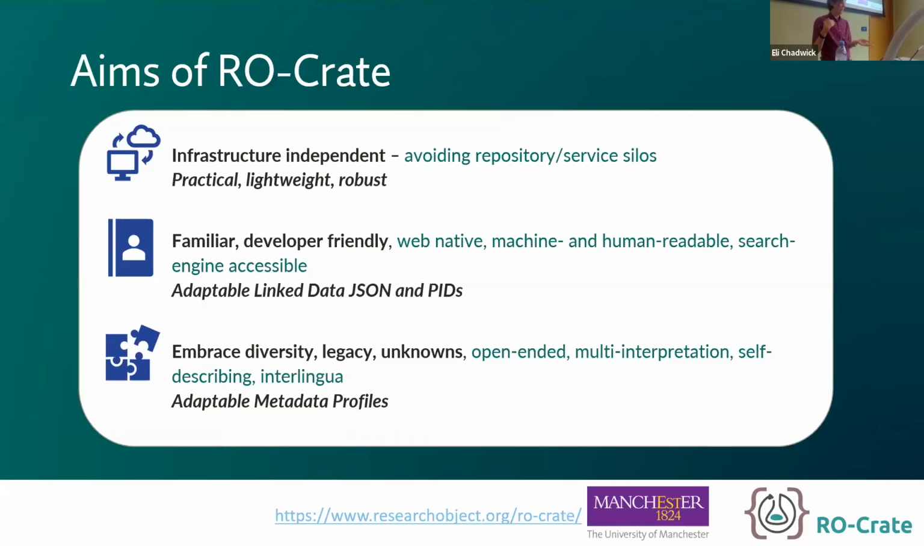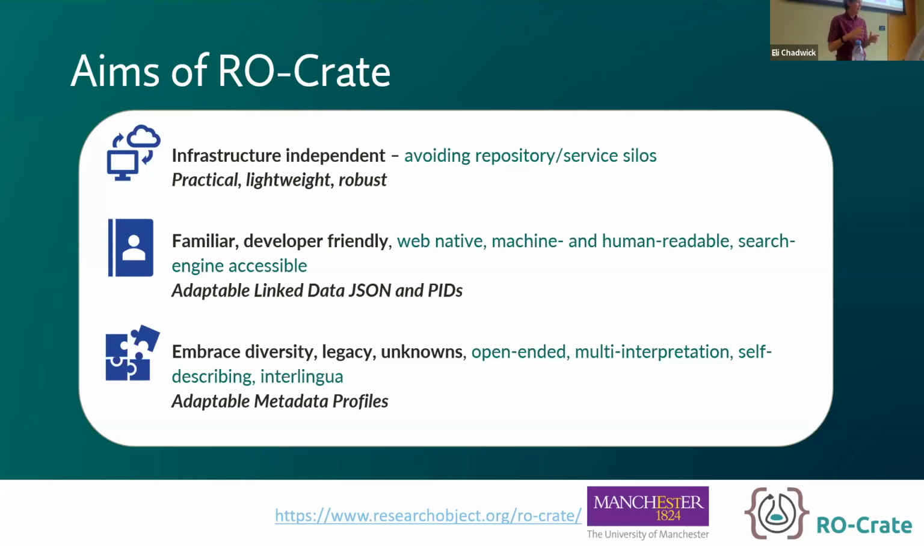So yeah, the aims of RO-Crate are to be infrastructure independent. We avoid any kind of repository or service silos. We try to get integrated with a bunch of different services, and then for those services to be able to exchange RO-Crates with each other. We try to make it familiar and developer friendly, so it uses web-native technologies. If you're familiar with RDF, the Resource Description Framework, JSON-LD, that sort of thing, it will be familiar to you. But also if you are used to metadata in a JSON or YAML kind of structure, it should be friendly to you as well. So we've got something that is both machine and human readable, and also search engine accessible because it's using the same kinds of technologies that are used for search engine optimization, coincidentally.